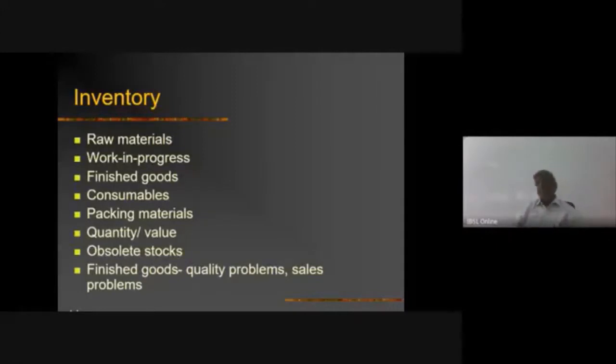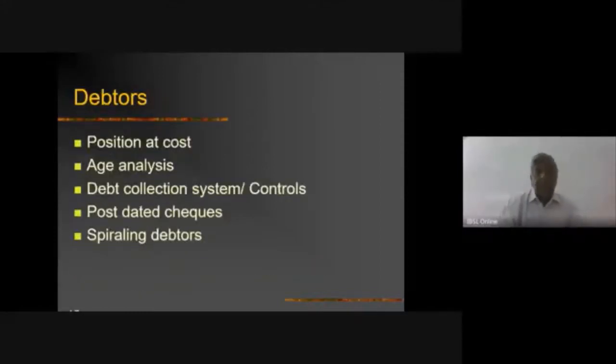Then obsolete stock. I have already told you the meaning of obsolete stock. If there is any, separate it. Then finished goods. If there are any quality problems or sales problems in regard to finished goods, get that information. Then the debtors, the trade debtors, that is the amount receivable. The company would have sold its products on credit.